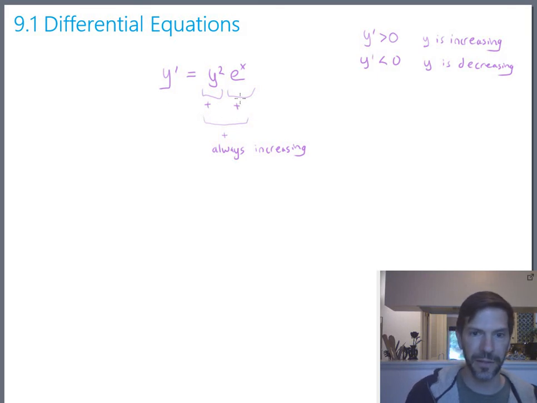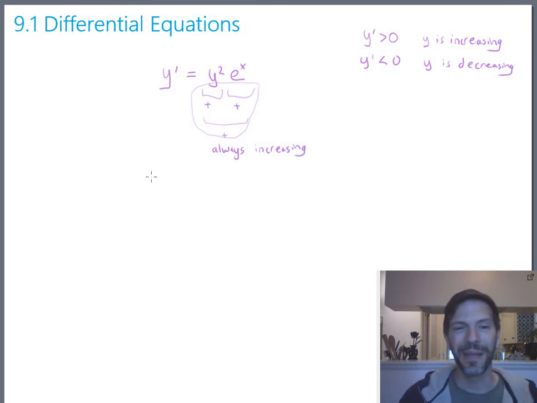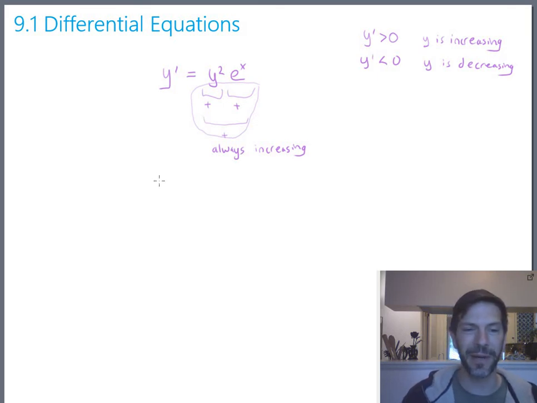Kind of looks like a little face right there. Let's make this a happy little dude. Okay. So you should be able to analyze something about how the function works.